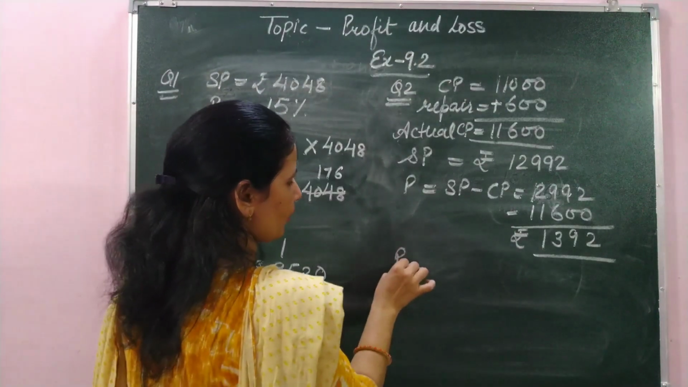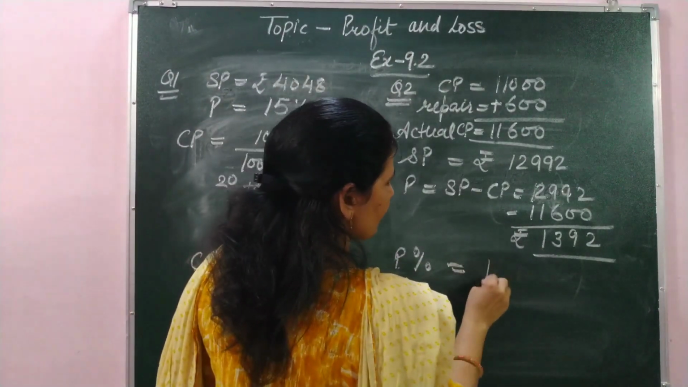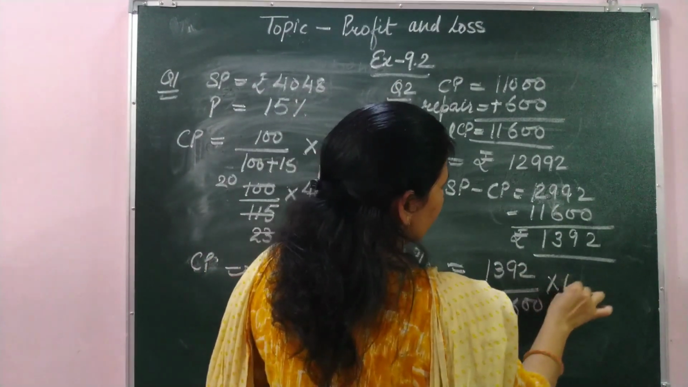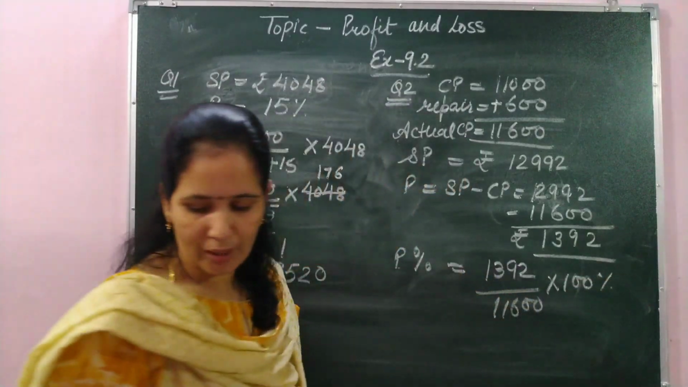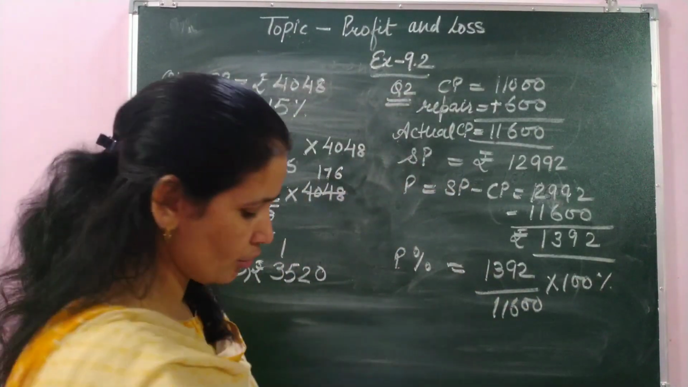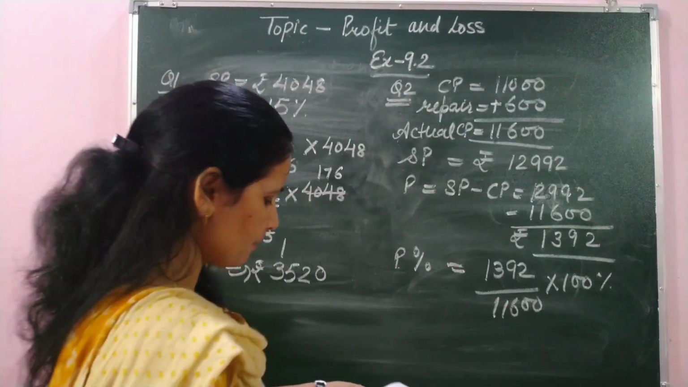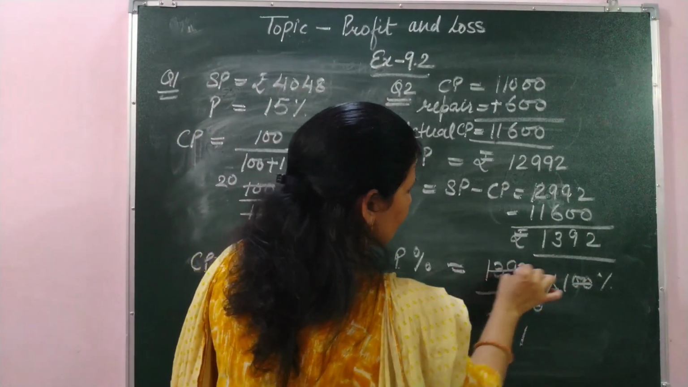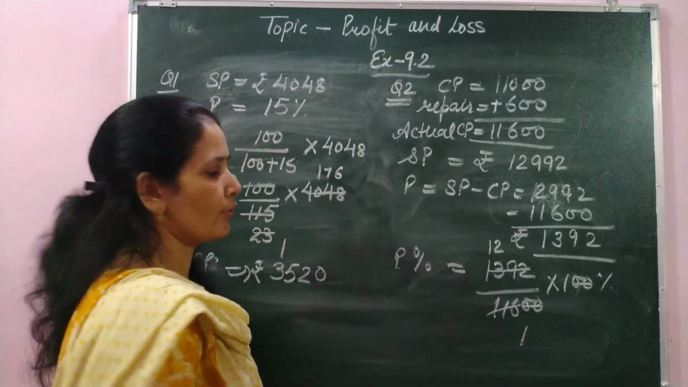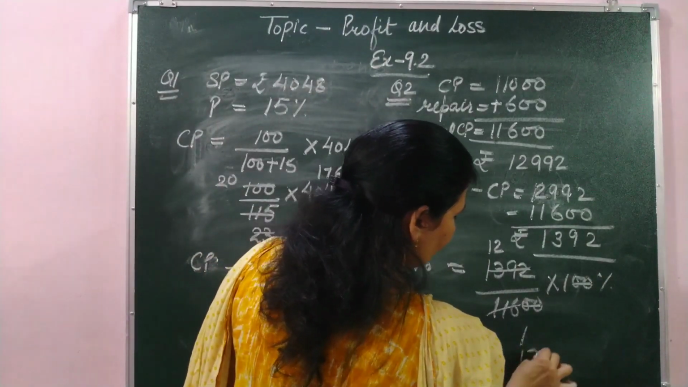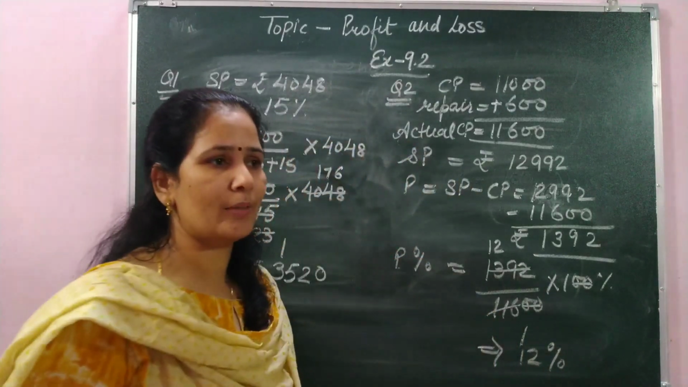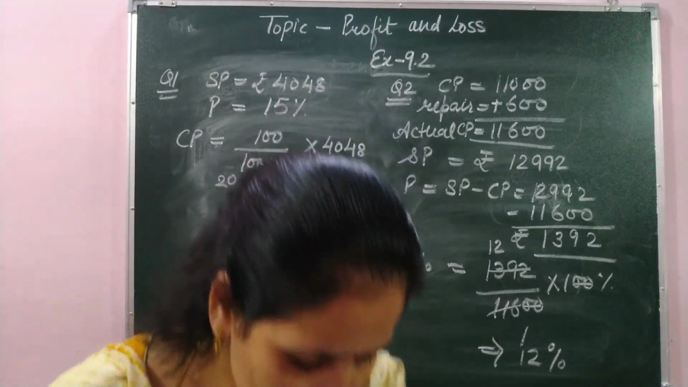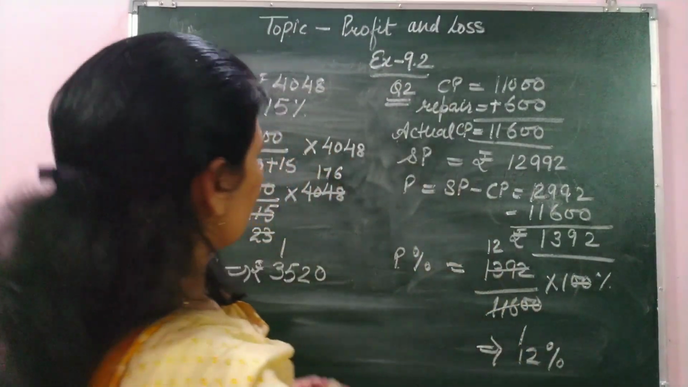Then we have to find the profit percentage. To find the profit percentage, profit amount is divided by cost price and multiplied by 100. When we solve this, we get our profit percentage. In this question, 20 cancels by 20, 116 ones are 116, and 116 times 12 is 1392. That means we get a profit of 12%. So Madan gets 12% profit by selling the scooter. Okay students, now let's move to the next question, question number 3.